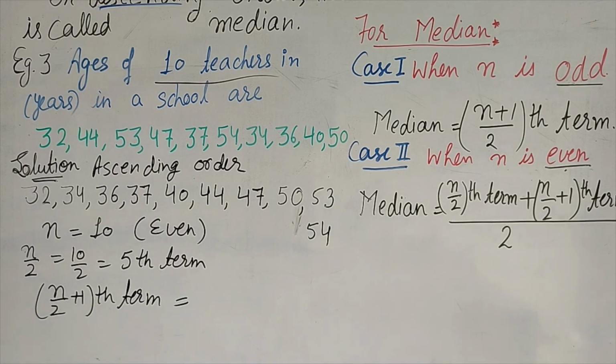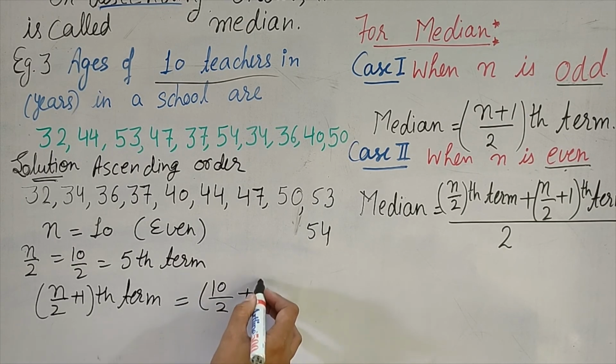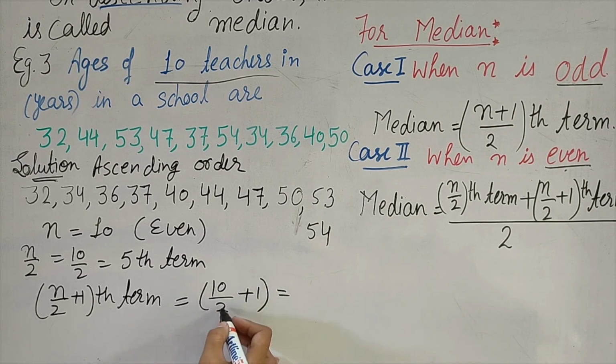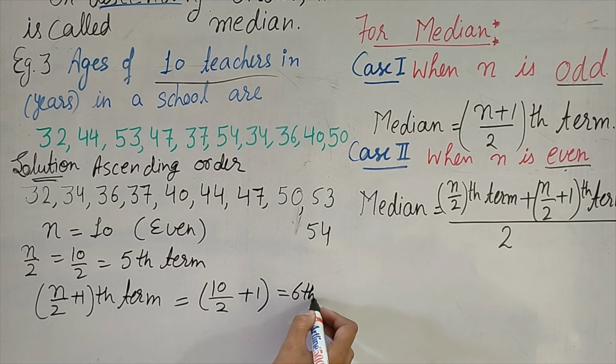Whatever number comes, we have to find out that term. So it will be 10 upon 2. Already you have calculated 10 upon 2, which is 5. So simply plus 1, you just have to add 1, okay? So 10 upon 2, 5 plus 1, that is the 6th term.